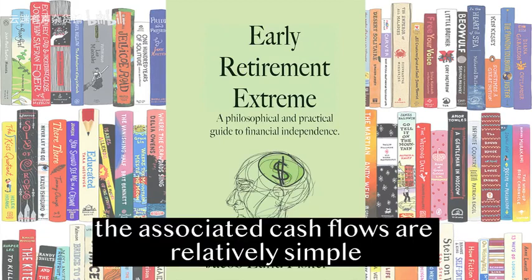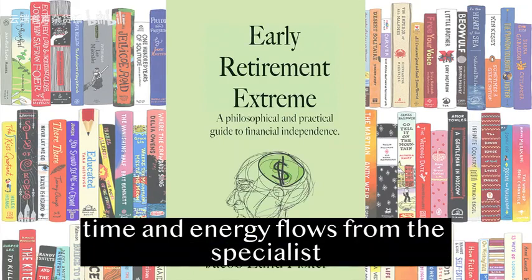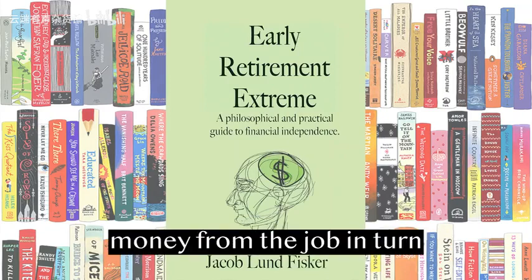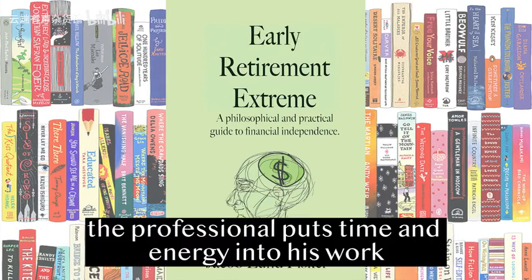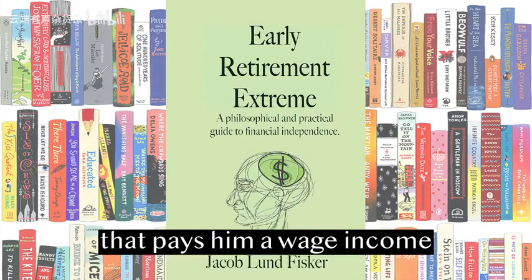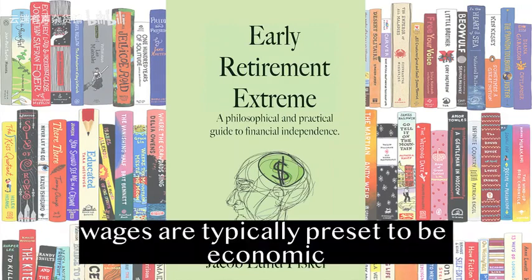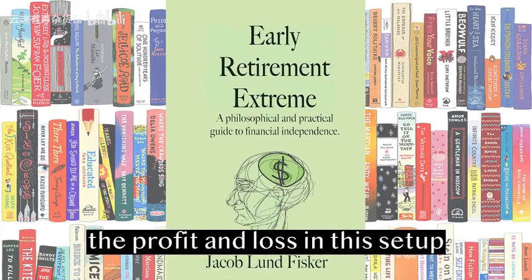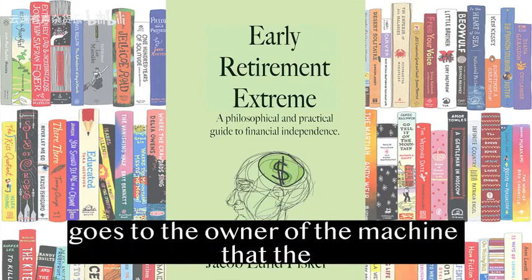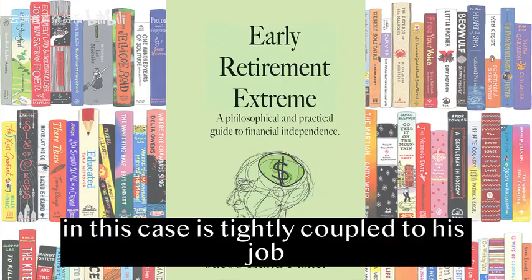The associated cash flows are relatively simple. In the simplest case, time and energy flows from the specialist into a wage-earning job. Money from the job, in turn, covers 100% of expenses. Thus, the professional puts time and energy into his work that pays him a wage income, which is used to pay for stuff that he subsequently consumes. Wages are typically preset to be economic, meaning that there is no profit nor loss in it for the professional. The profit and loss in this setup goes to the owner of the machine that the cog fits into. It's obvious that the professional in this case is tightly coupled to his job.